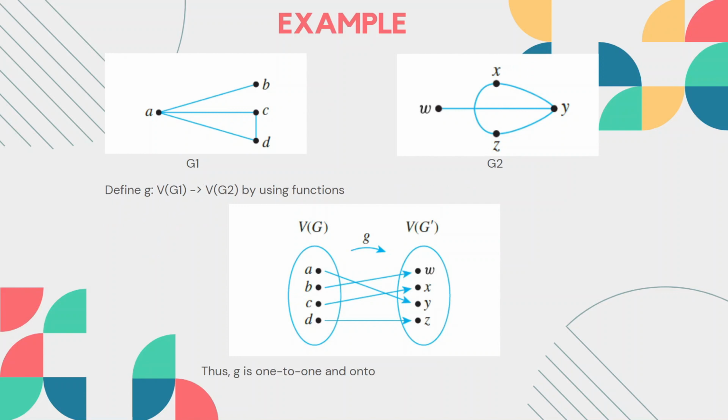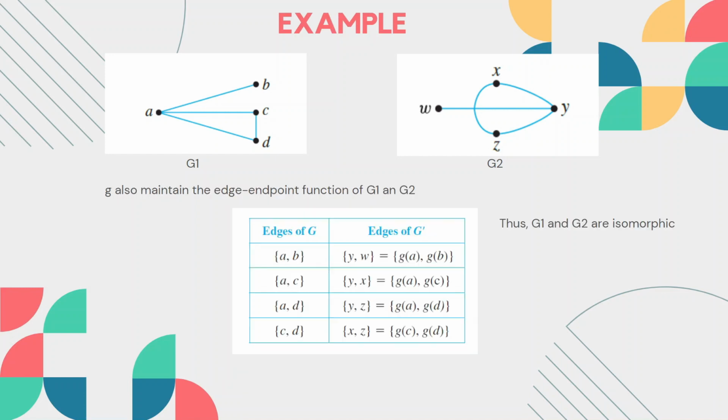Another way is we can also define it by using a function to see whether the function is a one-to-one function. In this example, we can see the function g to show whether the vertices from graph 1 are one-to-one with the vertices from graph 2. Next, we can also use the edges to see whether they have similar edge endpoints from graph G1 to graph G2. So, when we have all this information, we can conclude that G1 and G2 are isomorphic. So, that's all for the isomorphism of graph.